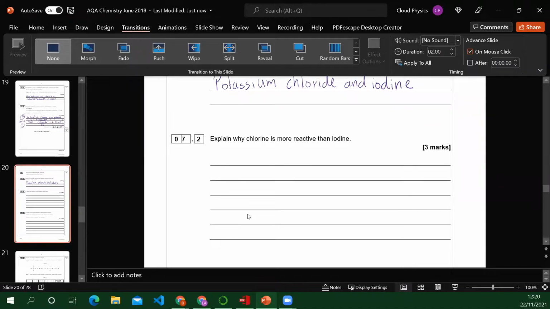Explain why chlorine is more reactive than iodine. So why is chlorine more reactive than iodine? It's group 7, so it's a bit different to group 1. Let's explain a little bit first. Group 7 elements want an additional electron, want 1 electron to fill outer shells.